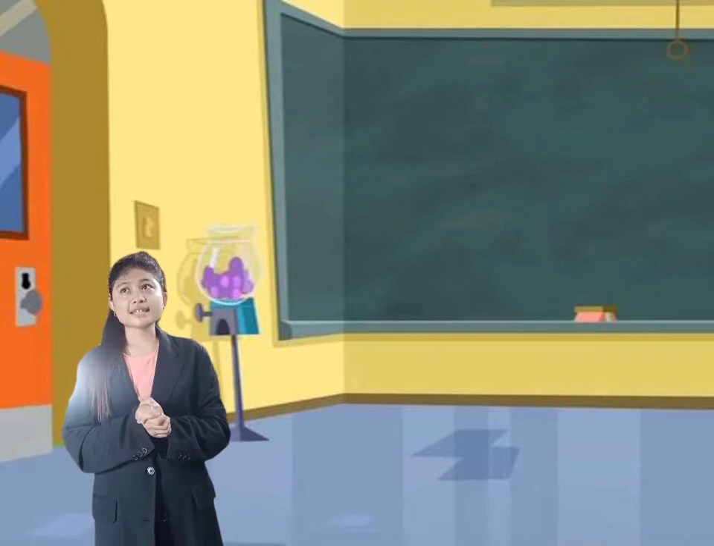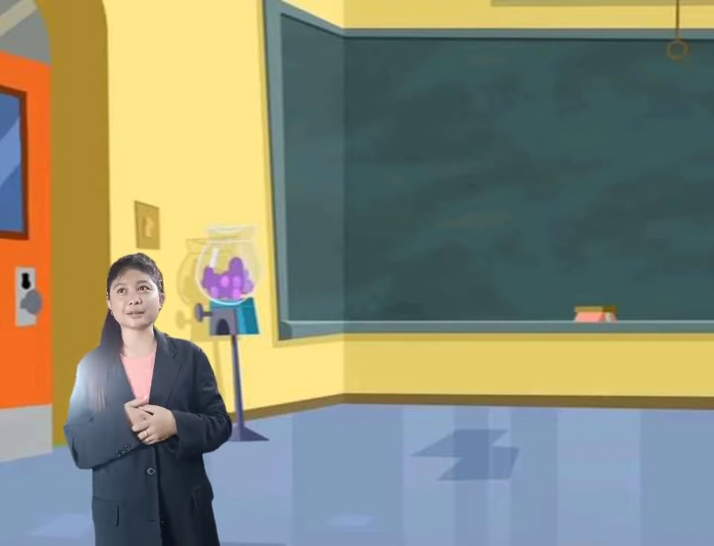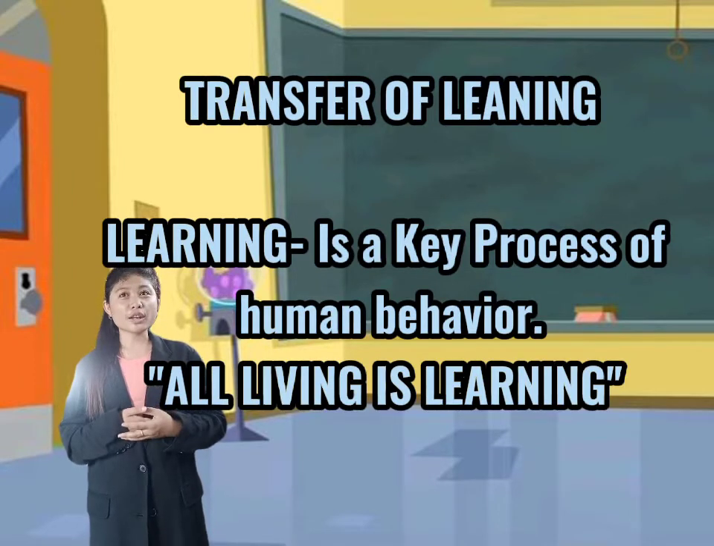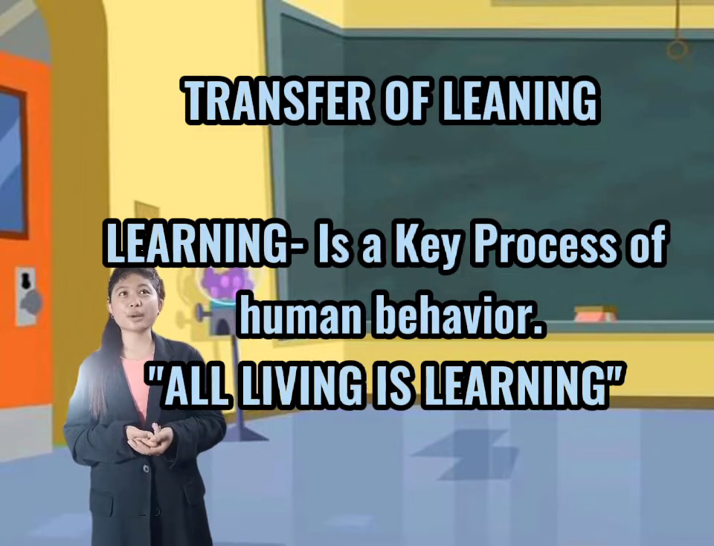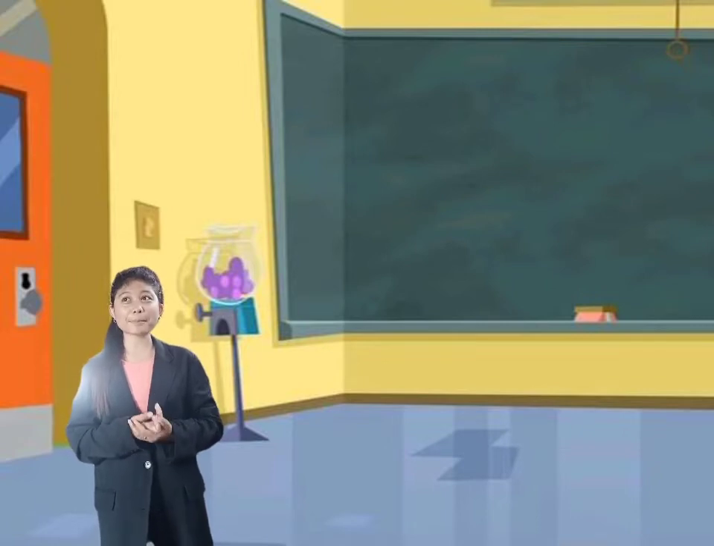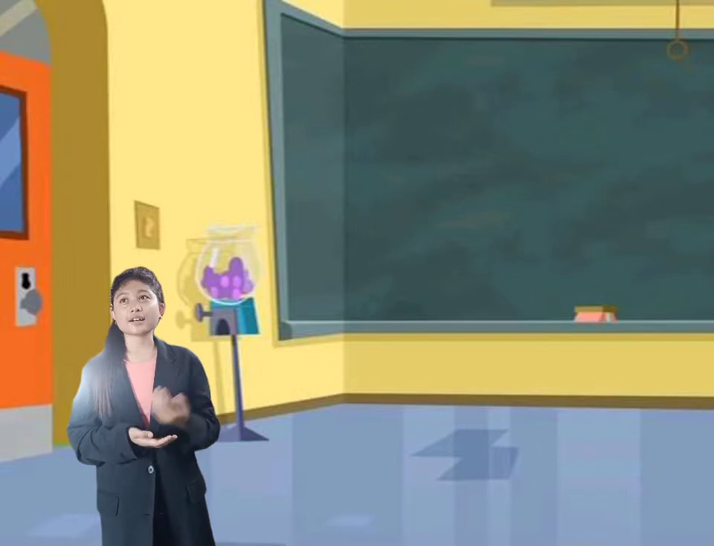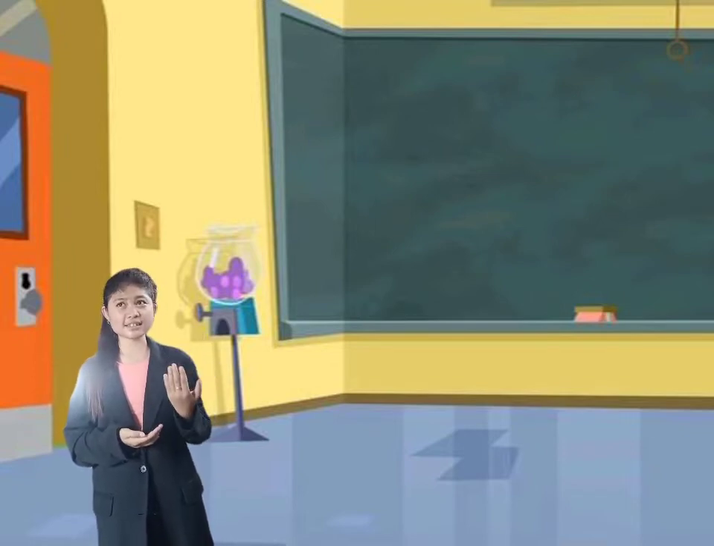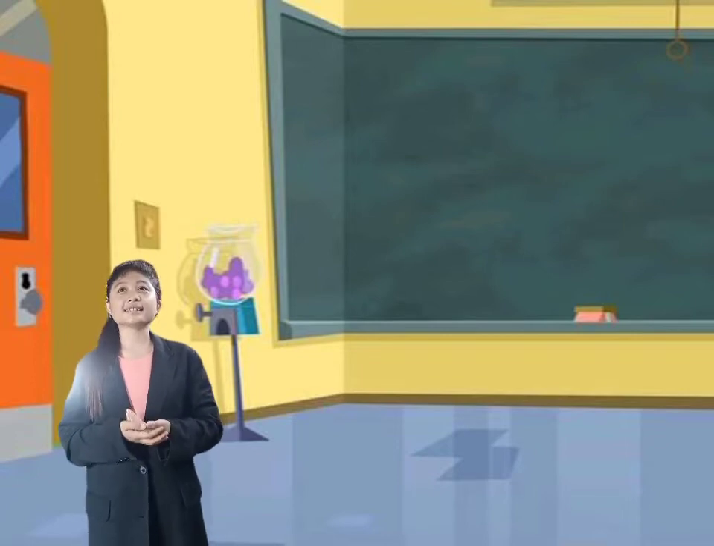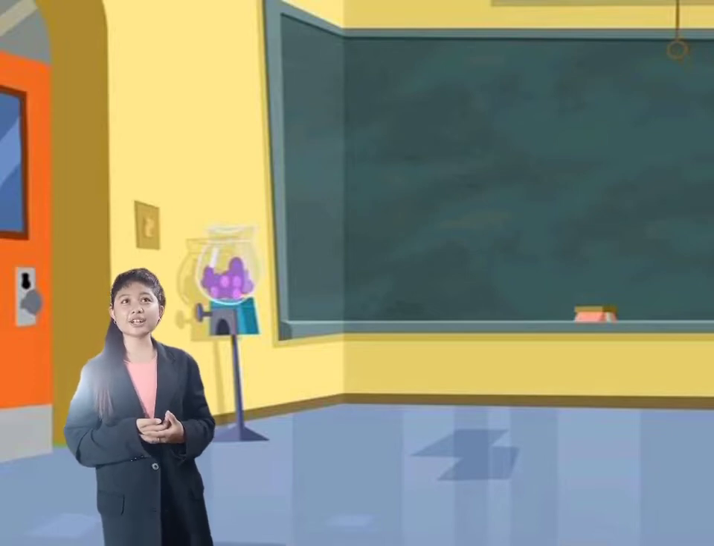So let's define first what learning is. Learning is a key process of human behavior. All living is learning. If we compare the simple, crude ways in which a child feels and behaves with the complex mood of an adult, the behavior, skills, habits, thoughts, sentiments, and the like, we will know what difference learning has made to the individual.